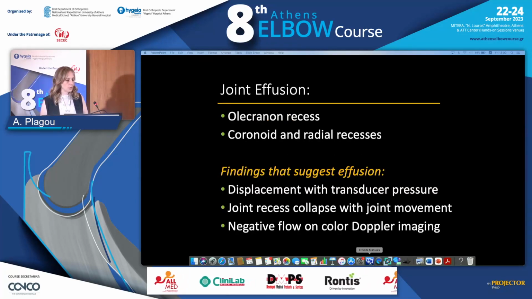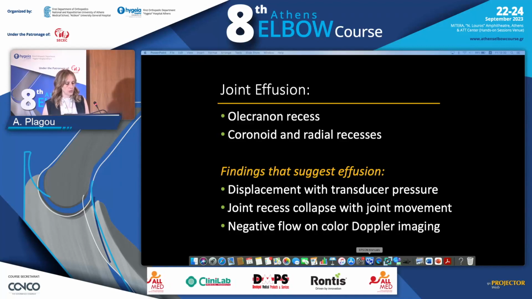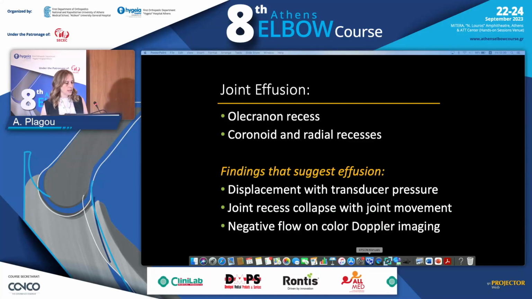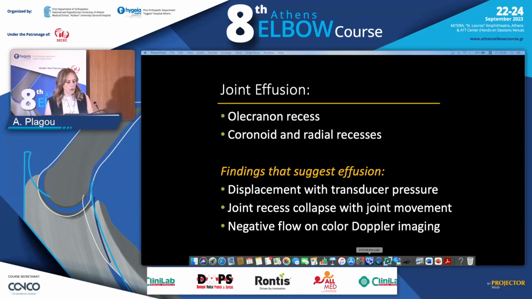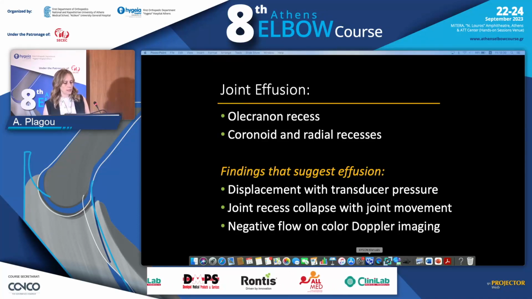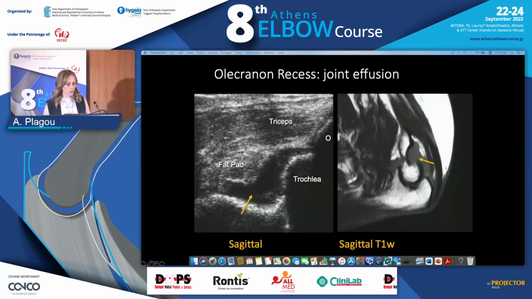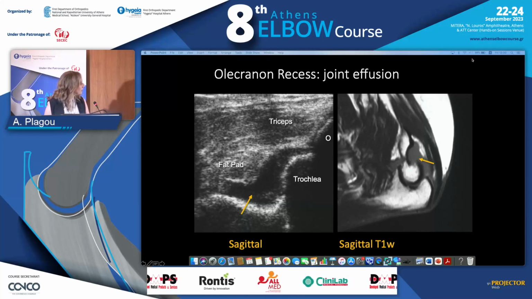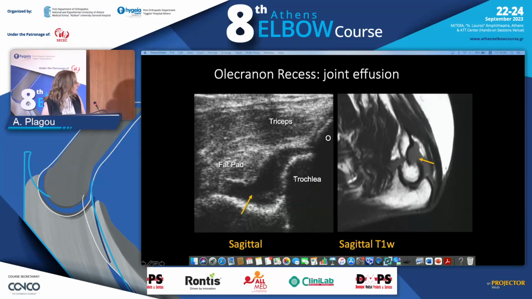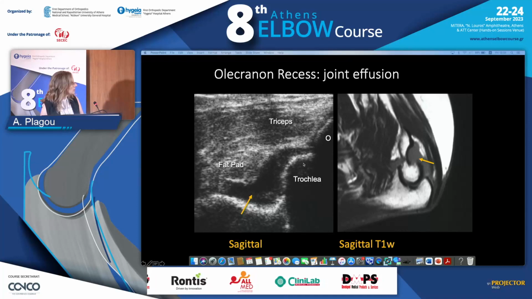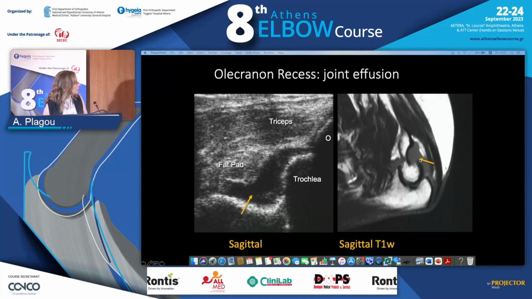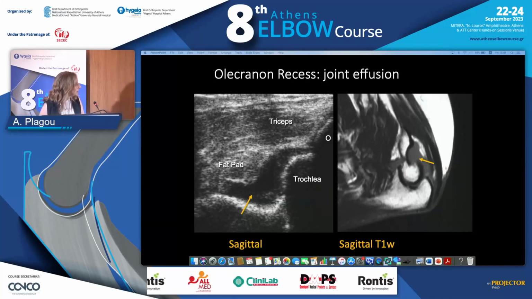Regarding the joint effusion, we'll be looking for the effusion either on the posterior olecranon recess or anteriorly in the coronoid and radial recesses. It is helpful to press with the transducer, and we can see the fluid being displaced or the recess being collapsed. And we also get negative flow on color Doppler, and this is a good differential from synovitis. Here you can see the fluid, how it appears on ultrasound, and how on the same patient we can see the fluid in the olecranon recess on T1 weighted sequences.